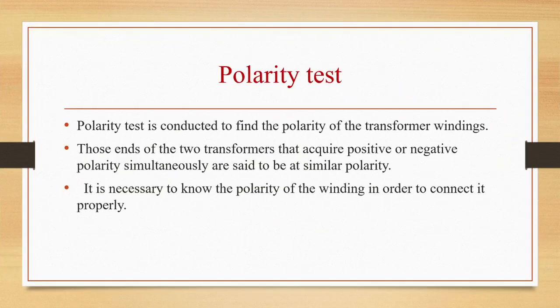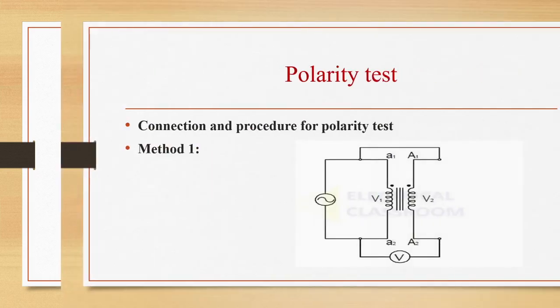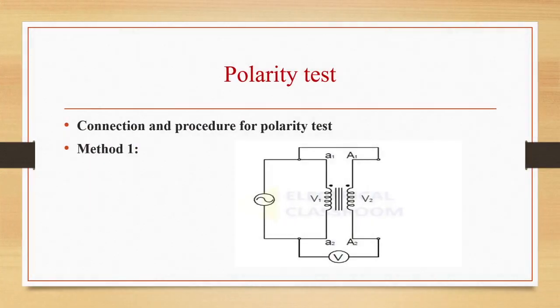Next, polarity test. Polarity test will be conducted to find the polarity of the transformer windings. Those ends of the two transformers that acquire positive or negative polarity simultaneously are said to be at similar polarity. So it is necessary to know the polarity of the winding in order to connect it properly. So there are two methods. Let us see the method 1.